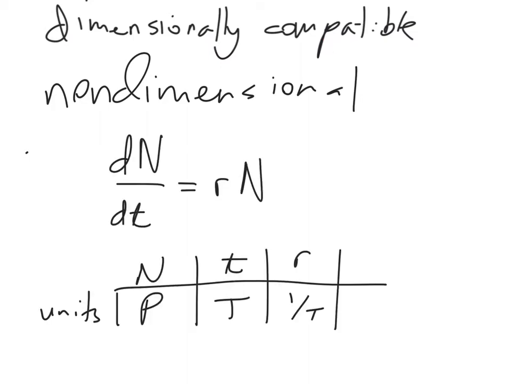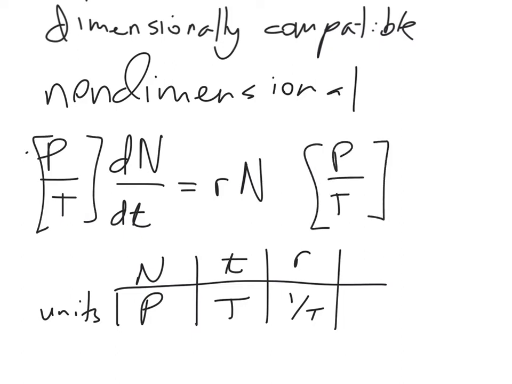The assumption of dimensional compatibility is how we're able to say, okay, well, N is on both sides of the equation, and so whatever its dimensions are, population, that doesn't really matter. But time is just on this side, and so this side of the equation has dimensions of P over T, and that needs to be equal to the other side of the equation having dimensions of P over T. So this idea of dimensional compatibility is how we're able to infer the dimensions of R.